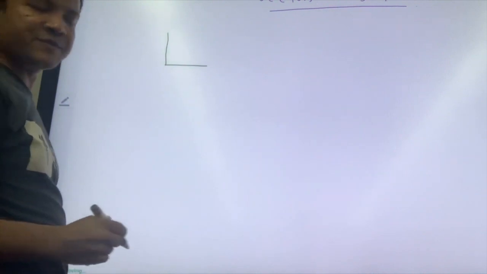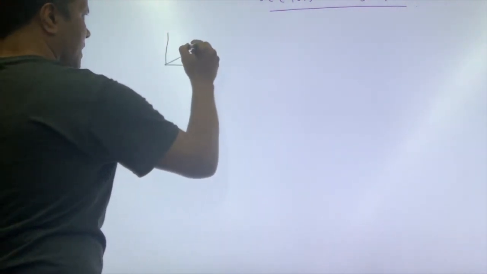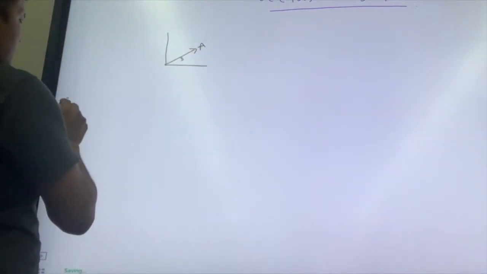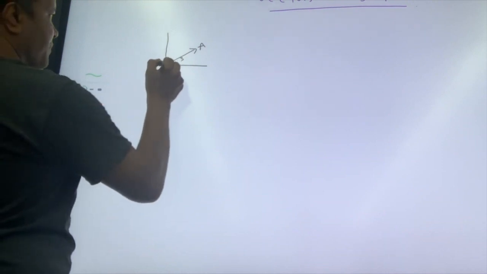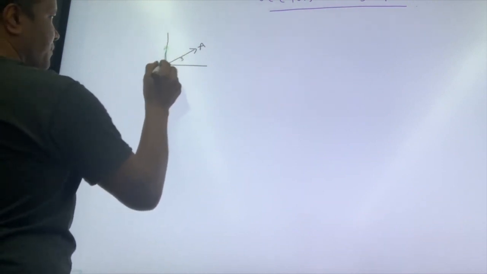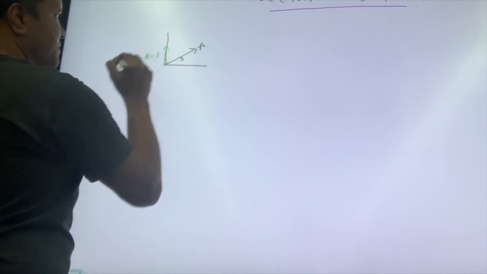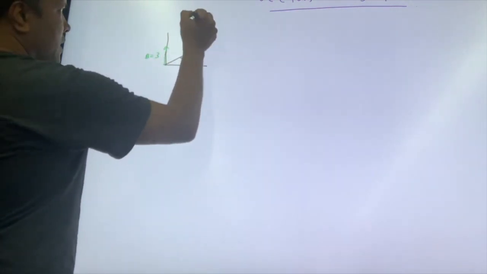Let's have two vectors. Vector A, which is 3 meters, and vector B, which is also 3 meters. What I want to do, I want to add A plus B.